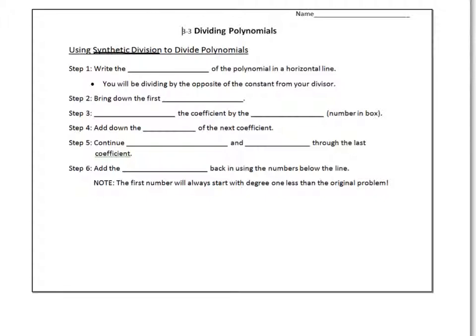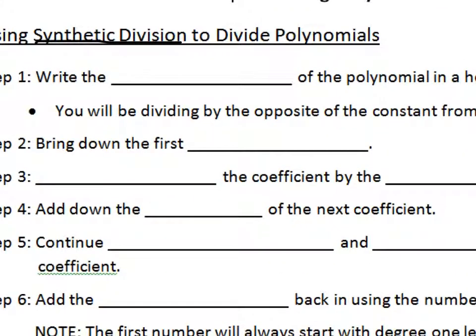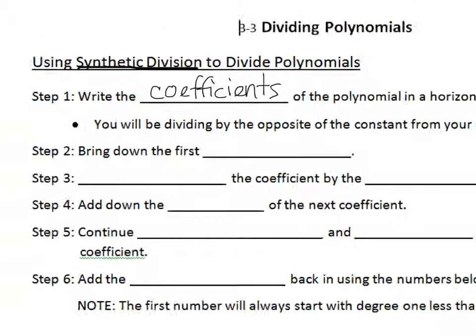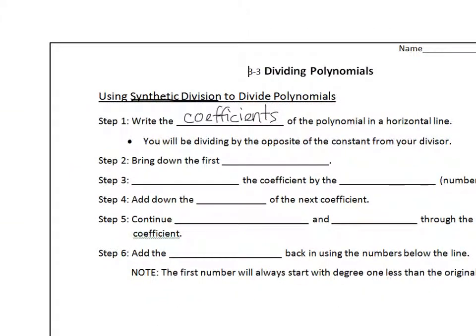To synthetically divide, the first thing you're going to do is write the coefficients, so the numbers attached, of the polynomial in a horizontal line. You're going to be dividing by the opposite, so you might want to highlight that, underline it, of the constant from your divisor, and we'll clarify that when we get to the actual example. You're going to bring straight down the first coefficient. You won't do anything with it.